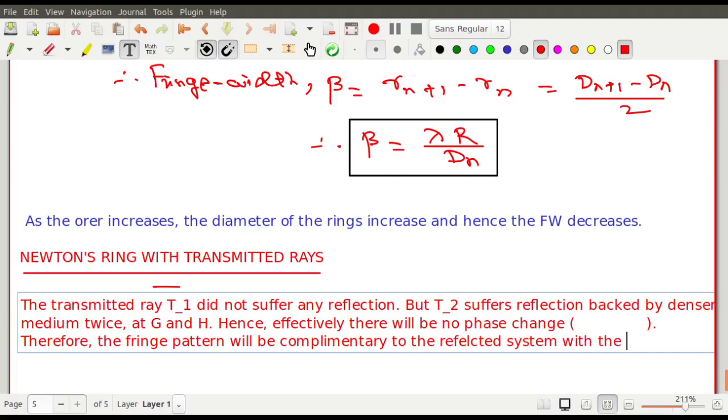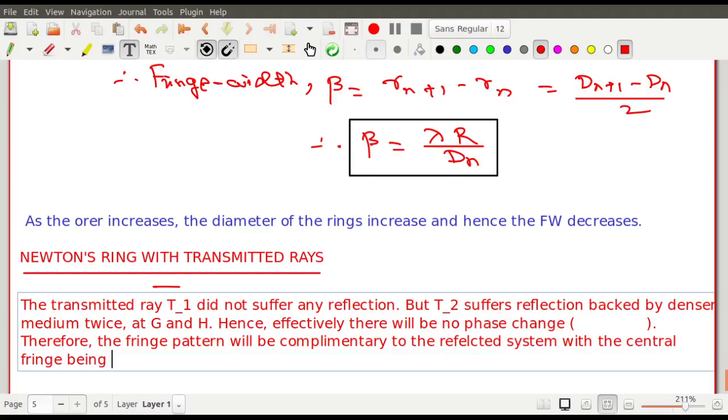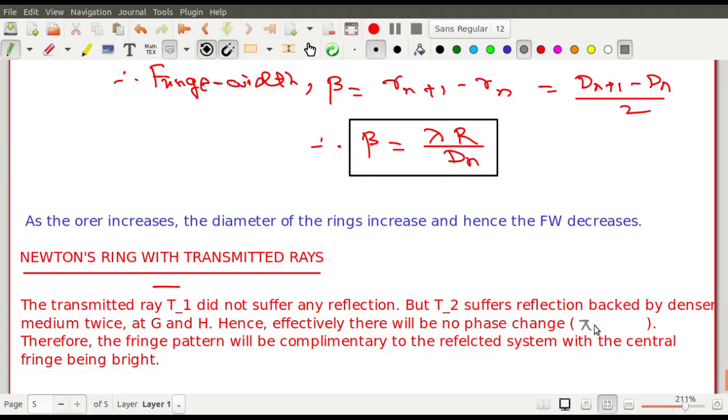with the central fringe being bright, right? And hence effectively there will be no phase change with the central fringe being bright. So I hope that you have understood the situation, that the central fringe is bright. So here I should write that pi plus pi is equal to 2 pi. T1 did not suffer anything and T2 suffers phase change 2 times, so pi plus pi makes it 2 pi.